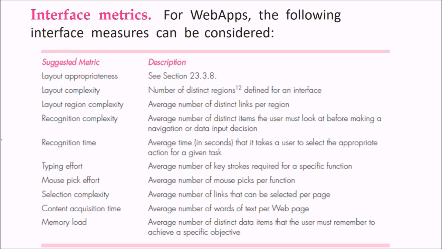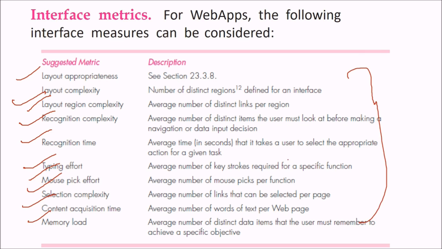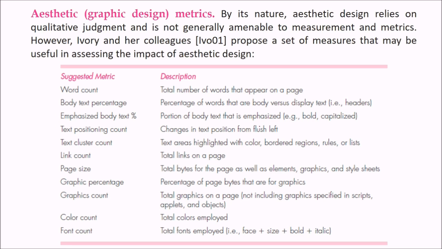So the interface metrics for web apps. These are the interface measures like the layout appropriateness, layout complexity, layout region complexity, recognition time, typing effort, mouse click effort, selection complexity, content acquisition time, and memory load. So all of these are the interface measures or interface metrics.